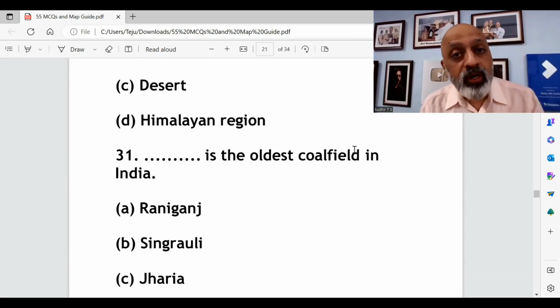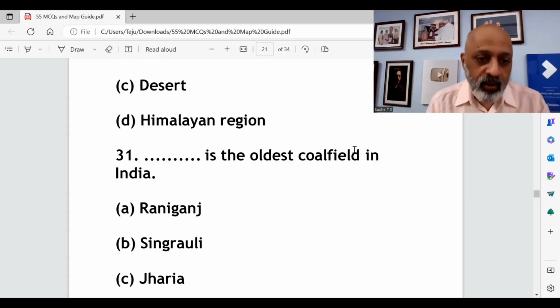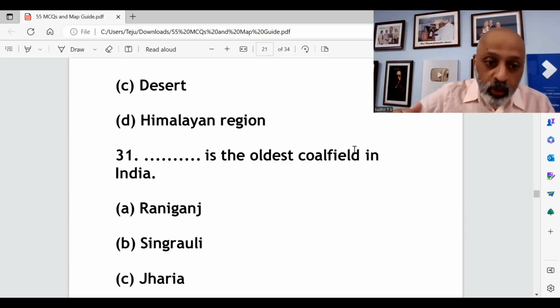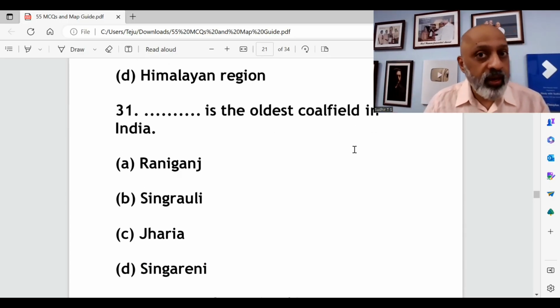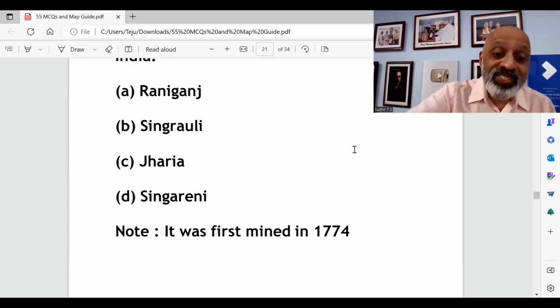Dash is the oldest coal field in India. Raniganj, Singrauli, Jharia, or Singareni. Singareni is in Telangana. The correct answer is Raniganj. It was first mined in 1774.